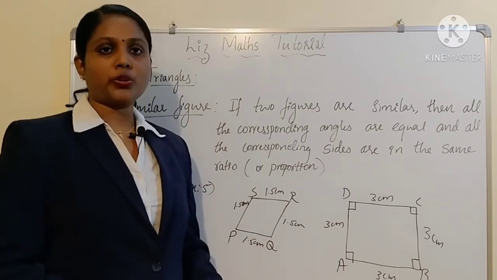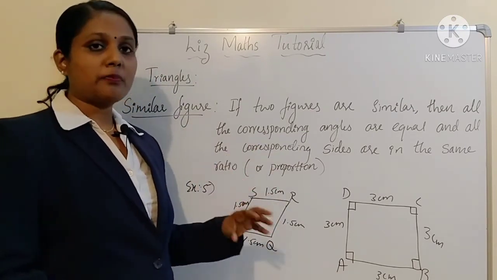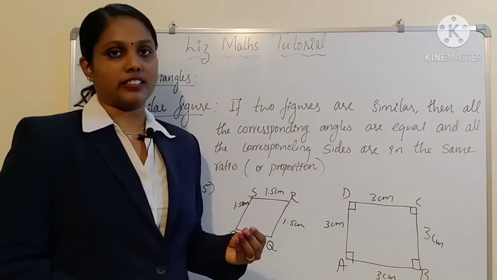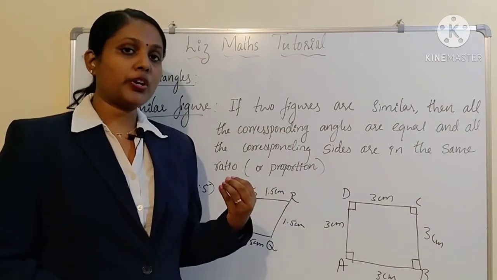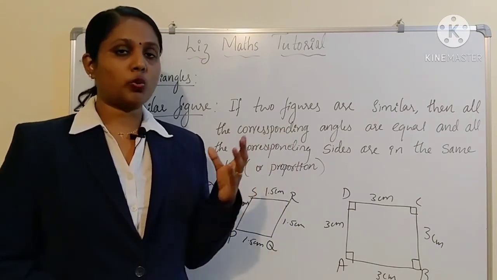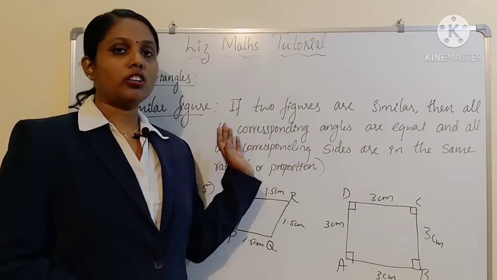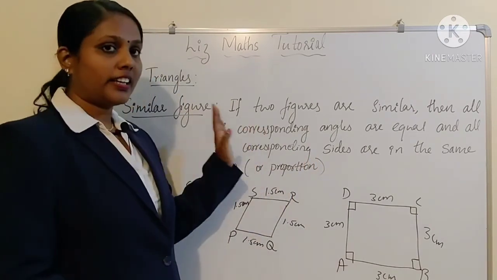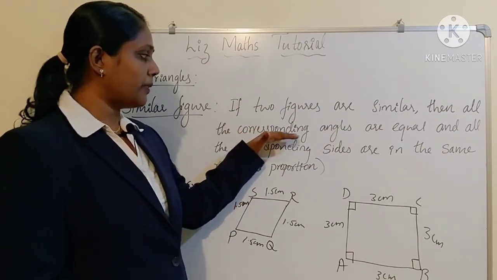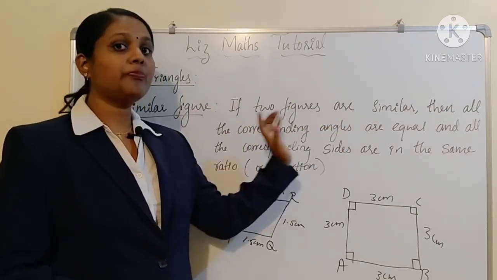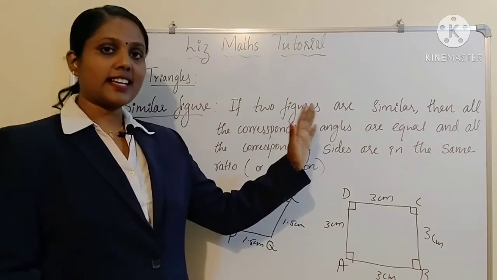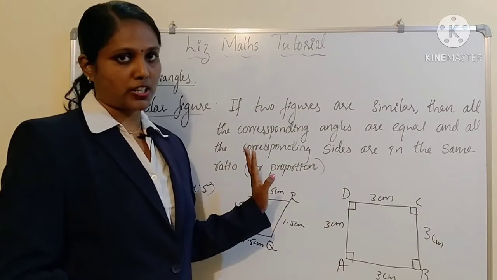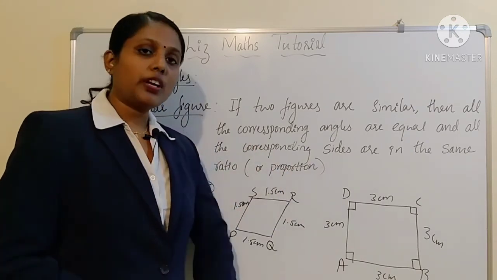So I hope you understood the main concept behind this chapter, that is, you have to find out the similar figure. Got it? Today we have learned what is congruent. Congruent means everything should be equal. Got it? For a similar figure, the main thing you have to keep in your mind is that the corresponding angles are equal and the corresponding sides are in the same ratio, that is, proportional, or you have to represent it. So I hope you understood.